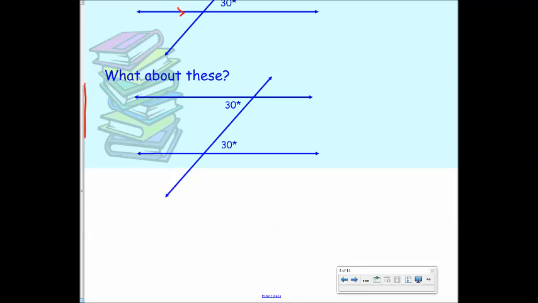Exactly. Have you ever heard of that before? Then how did you know that? Because you said converse. Yeah, converse means flipped it. So all we're doing is flipping it. So this theorem would be the converse of alternate interior angles.